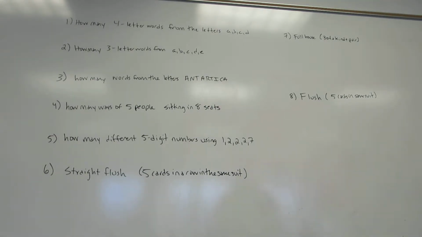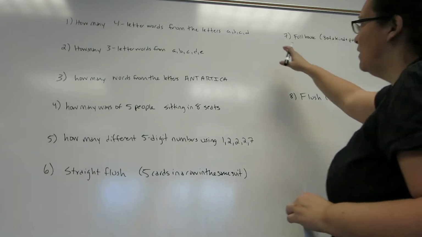We're going to do examples of counting problems using permutations, combinations, and the multiplication principle. So first, how many four-letter words can you make using the letters A, B, C, and D? And by words, we don't necessarily mean an actual word in the English language. We mean a sequence of letters where order matters.